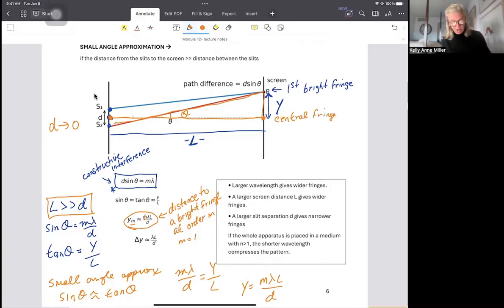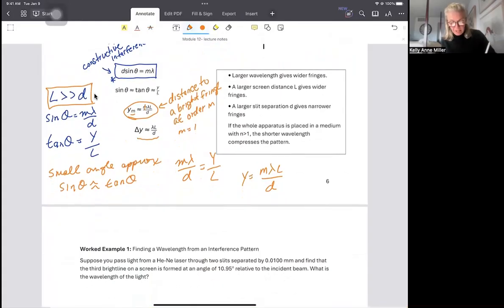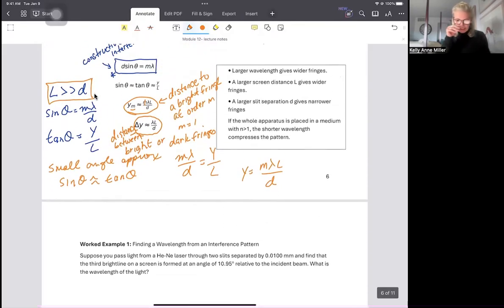Okay, so this formula here is just the distance between bright fringes or dark fringes. Because they're evenly spaced, it's the distance from m1 to m2. So the distance between bright or dark fringes. To be honest, this is easiest seen in an example.